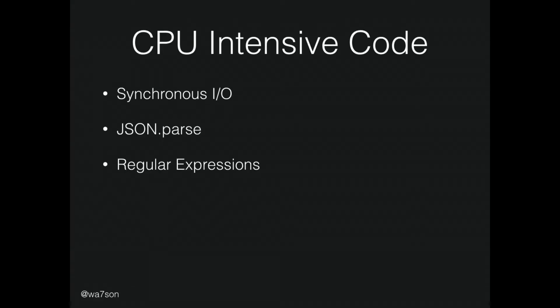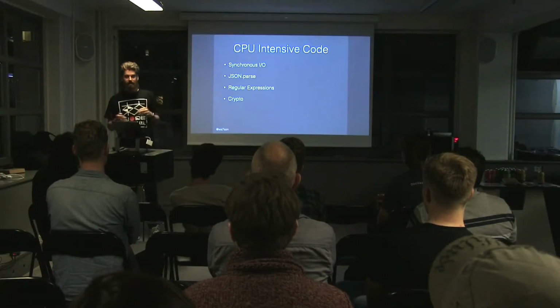Regular expressions. Normally, regular expressions are really fast, especially if you compile them beforehand. So you say new regex, and then you reuse the same compiled regular expression. Just test on that. But you can have some situations where regular expressions can take exponentially longer time to process based on the input. It's called a ReDoS attack, and it's really, really hard to figure out if your regular expressions are susceptible to ReDoS attacks. But that's also something that can slow down your code, and that also runs on the CPU.